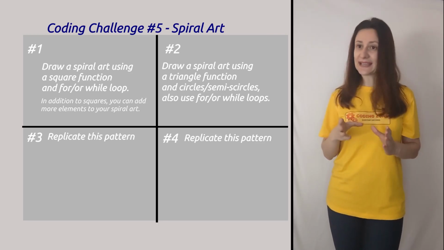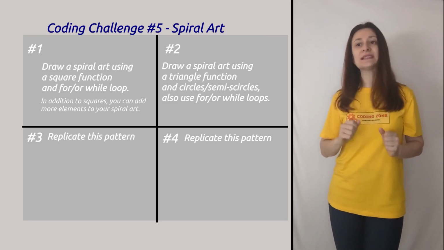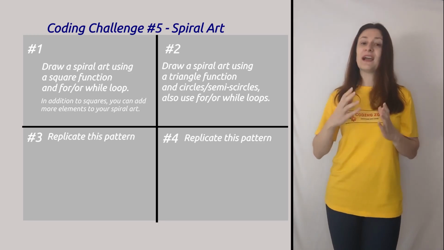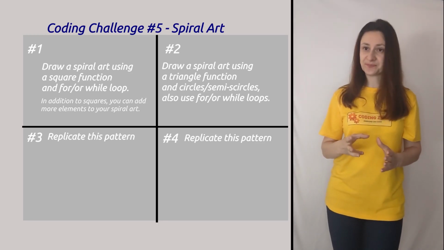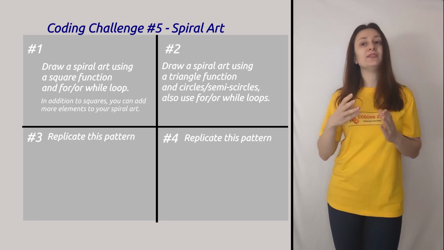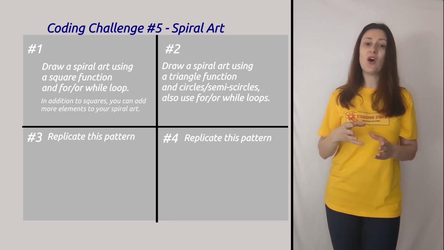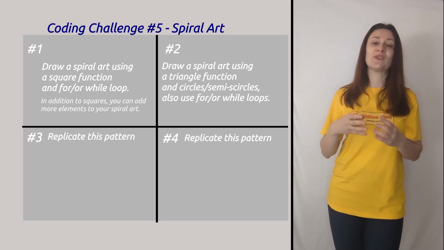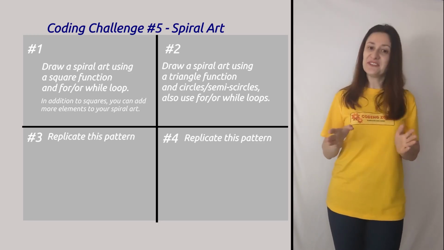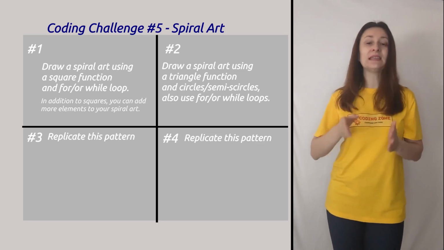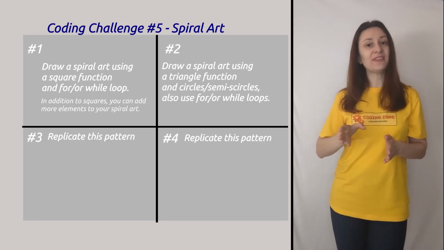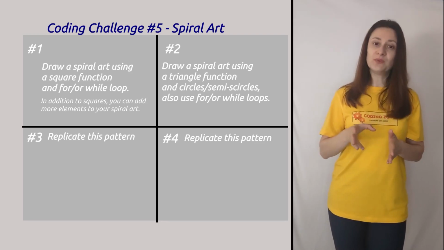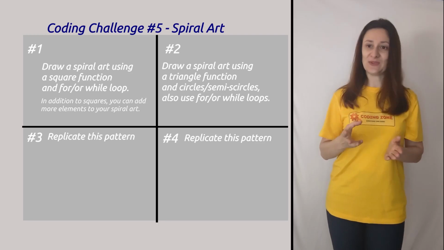Moving on to the second cell, you will create a unique spiral art of combination of shapes. This time, combine triangle and circle or semicircle. You should use Python function to create a triangle, and feel free to let your creativity shine, but don't forget to use Python function, for loop or while loop to create your design.